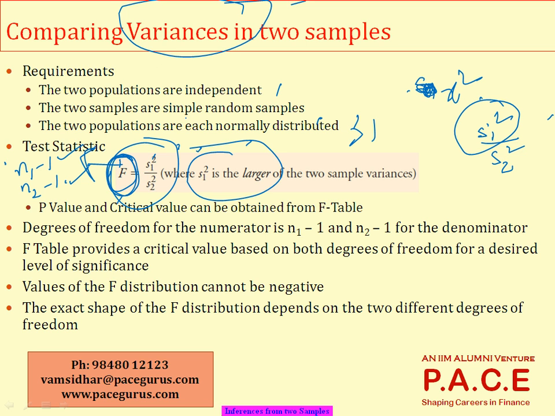For that to hold, a few things that we have to be comfortable with: the populations should be really independent, right? This cannot work for dependent samples, and samples are simple and random. And just like the way we did for individual variance comparison, both the populations need to be normally distributed. Otherwise, I may have to convert them into normal by doing the appropriate transformations.